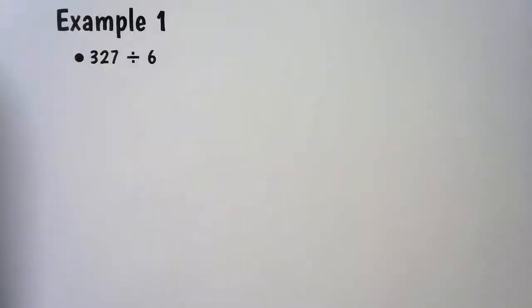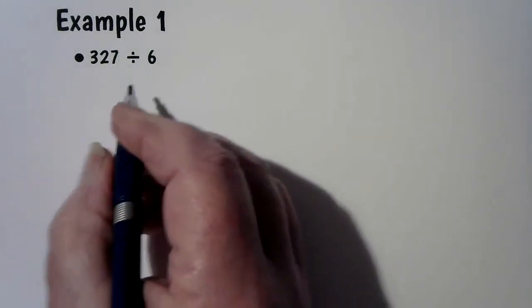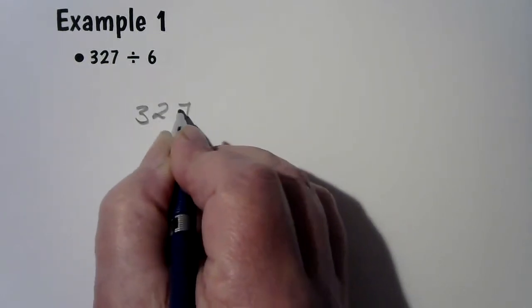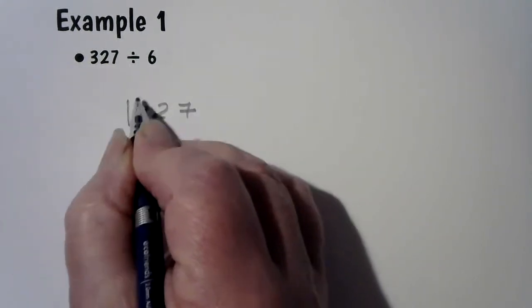Right, let's move on. Let's have a look at example 1 here. So I've got 327 divided by 6.